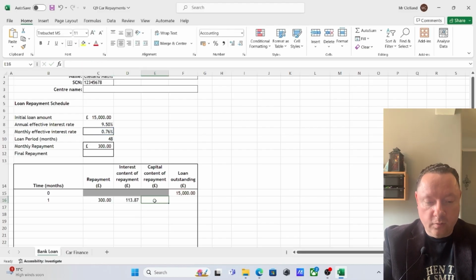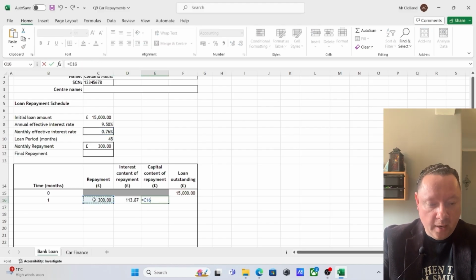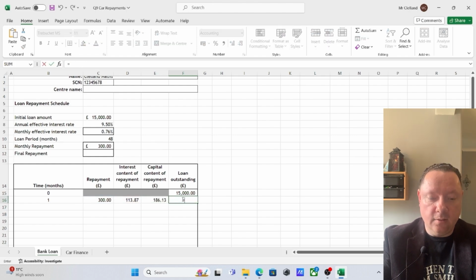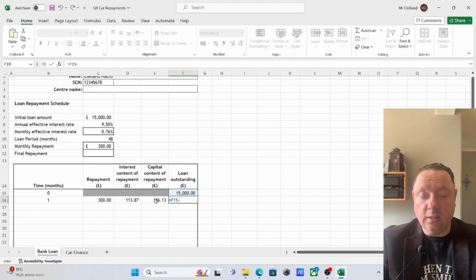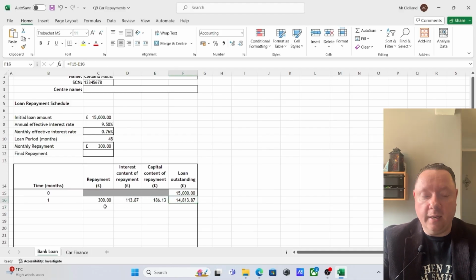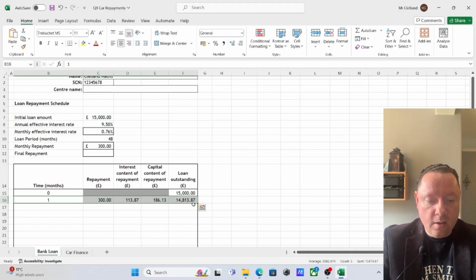Capital content of repayment is just equal to your repayment minus your interest. So there we are. And your loan outstanding equals the previous loan outstanding minus whatever the capital is that you paid. So we can just do that. We wouldn't need to round this one because these ones used figures already rounded, so we're fine. And then we'll just extend our table down, 48 months.